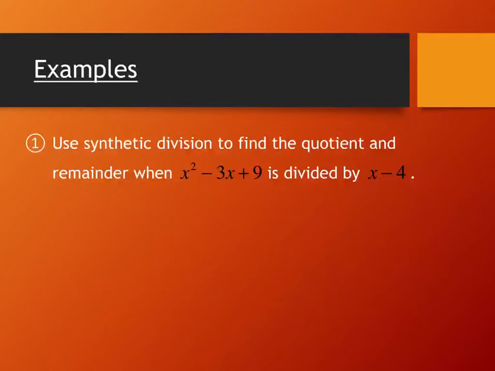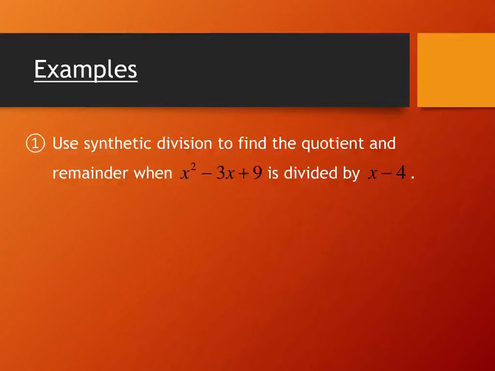So question number 1 says, use synthetic division to find the quotient and the remainder when the quadratic x squared minus 3x plus 9 is divided by x minus 4. A lot of verbiage. Okay, so we're going to do several synthetic divisions, so don't get frustrated if you're like, I don't remember where all the pieces went. We're going to do several of them.